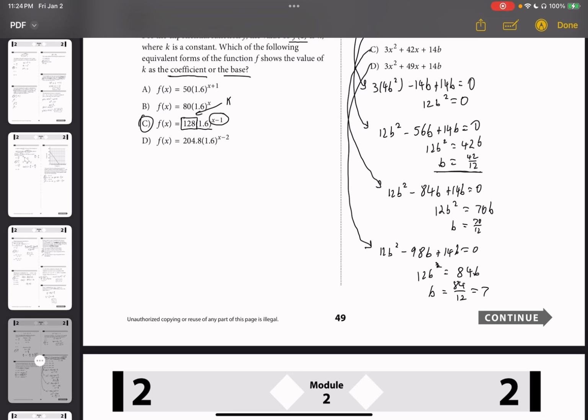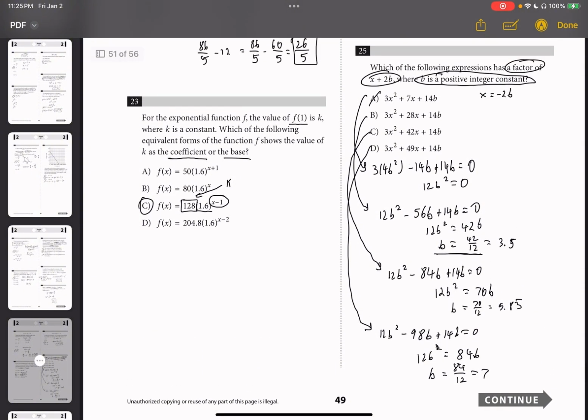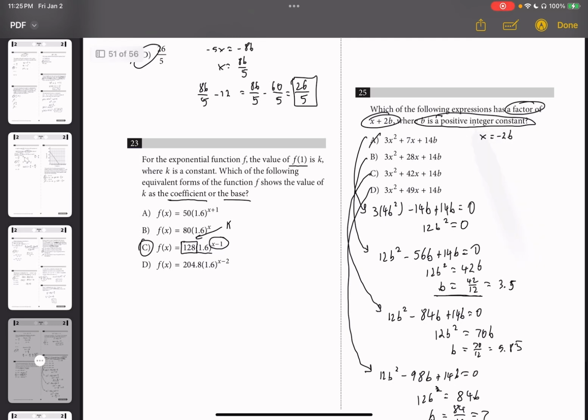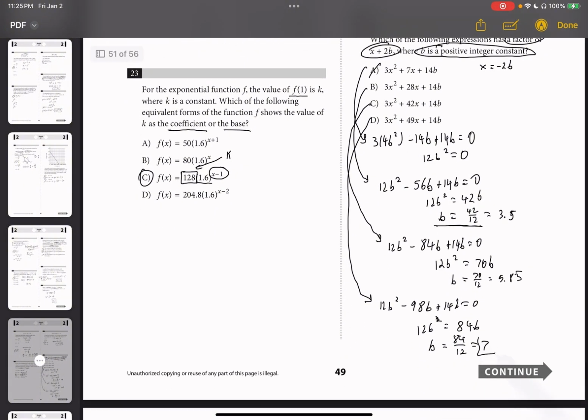And I'm going to go back and simplify the rest now. And this simplifies down to 5.83 repeating. And this simplifies down to 3.5. And we're going to go back to the problem and read how b is a positive integer constant. So if it's an integer constant, it can't be a decimal, it has to be an integer constant. So therefore D is your answer.